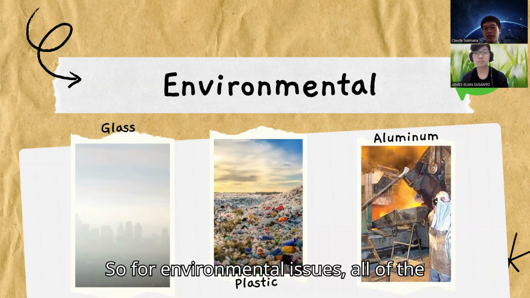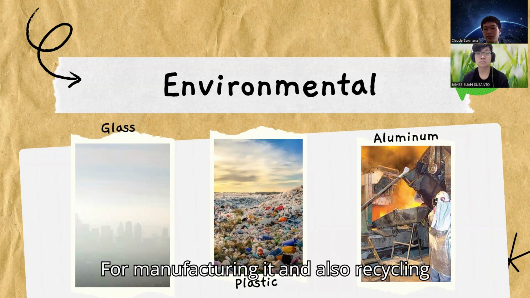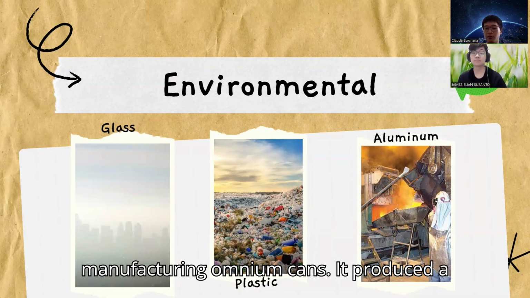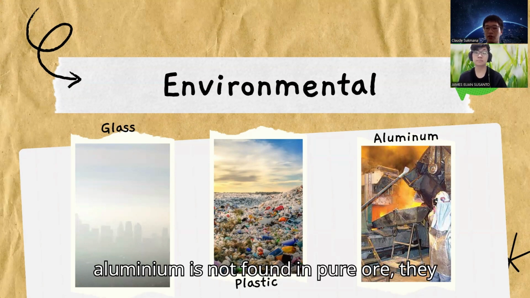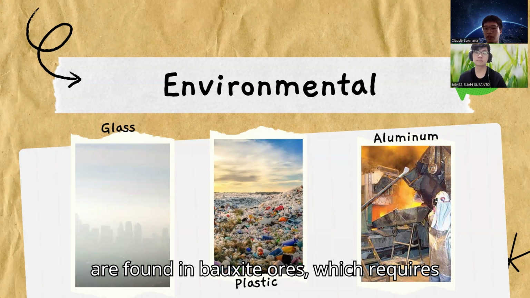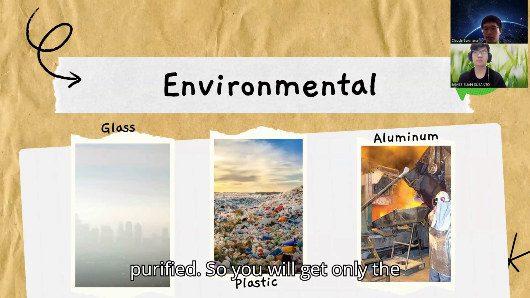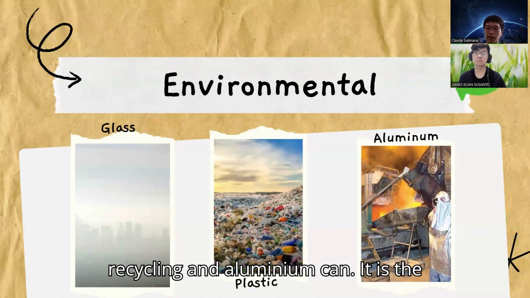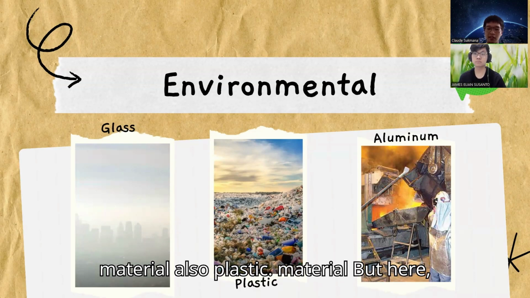So for environmental issues, all of the bottles here create pollution from manufacturing and also recycling. But aluminum cans are the most interesting one, because manufacturing aluminum cans produces a high amount of carbon footprint, because aluminum is not found as pure ore. It is found in bauxite ore, which requires it to be refined and the aluminum to be purified, so you will get only the aluminum. But recycling an aluminum can takes the lowest energy compared to glass and also plastic.